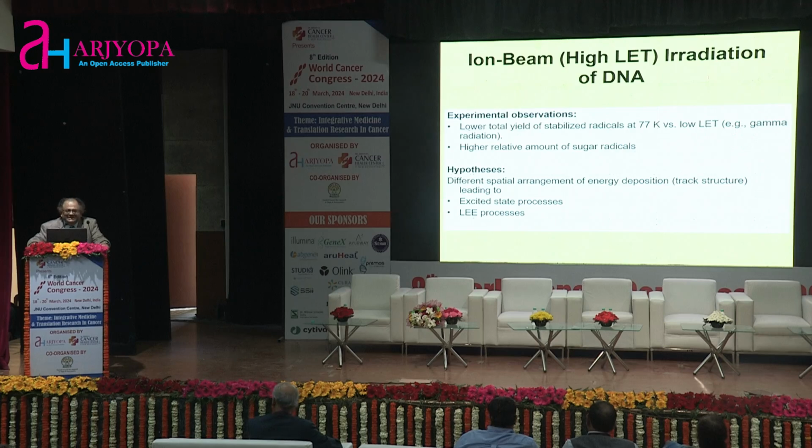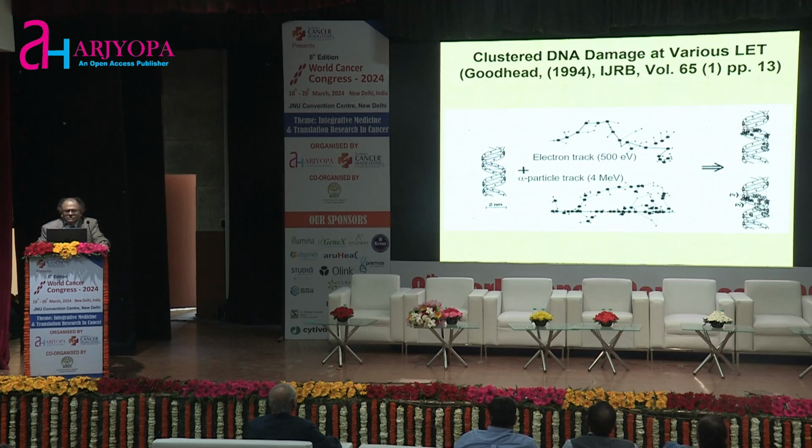One is the excited state process, which I already mentioned, that the cation radicals or the anion radicals in the excited state form the sugar radicals, number one. And then number two is the involvement of the low energy electron, which I already showed you leads to the formation of not only strand break, but also another radical site leading to the formation of cluster damage. So now, in terms of physics, what do we understand?